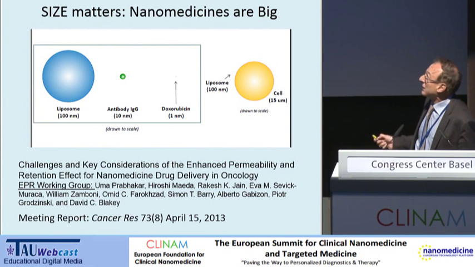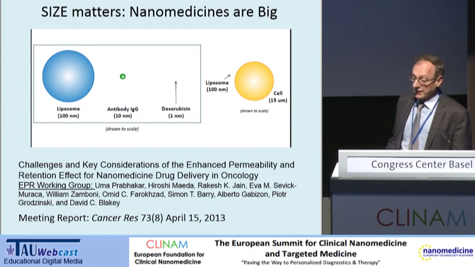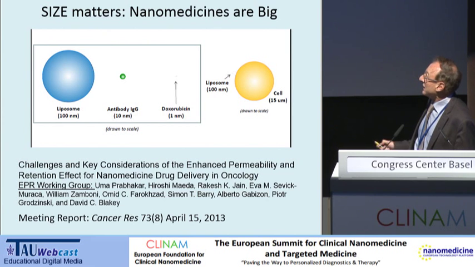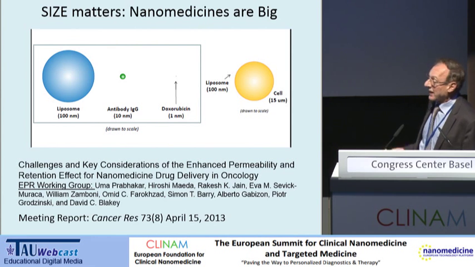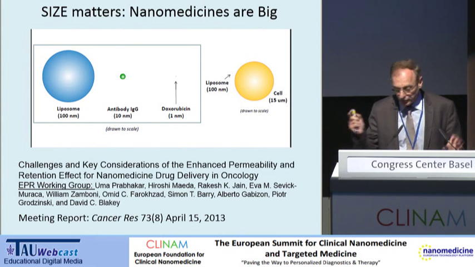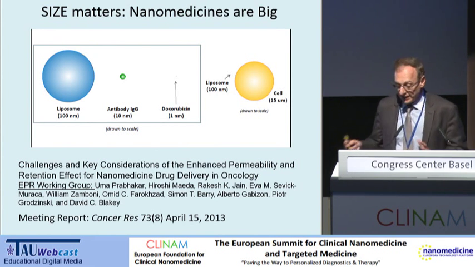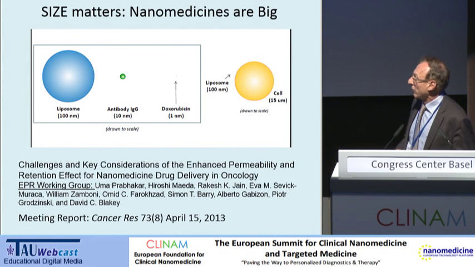Just a reminder of size and where we are. And this is a liposome. This is an antibody which is 10 times shorter in diameter, and a single molecule of doxorubicin. And clearly size matters. Not all nanomedicines are the same. And in fact, as I'll show you in an example of a paper by Dr. Rakesh Jain, 12 nanometer nanoparticles do not behave like 120 nanometer nanoparticles.